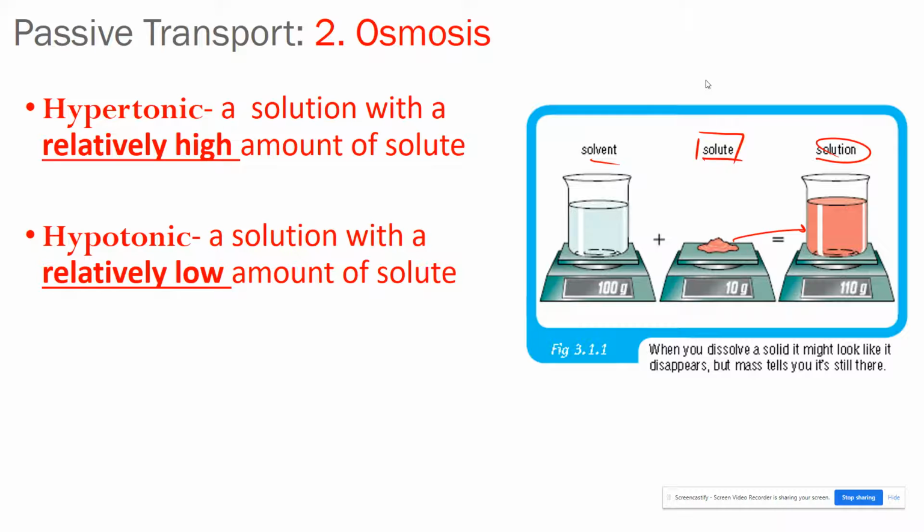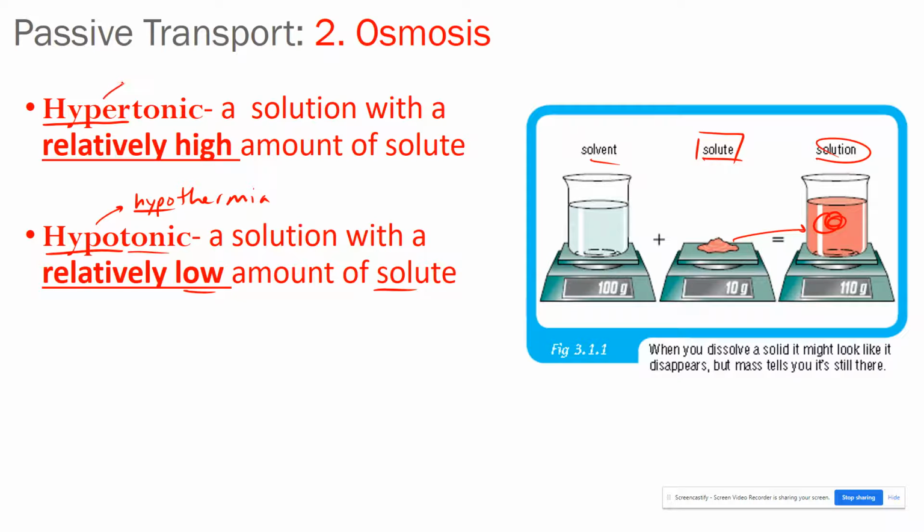Hypotonic: a solution with a relatively low amount of solute. We can kind of remember that with the words hyper and hypo. Everyone is probably familiar with the term hypothermia, which is when you are very cold, when your body temperature drops below what it should be. So hypo means kind of less. Here with hypotonic, we have a relatively low amount of solute, so the amount of stuff that's dissolved in our solution is lower than something else.